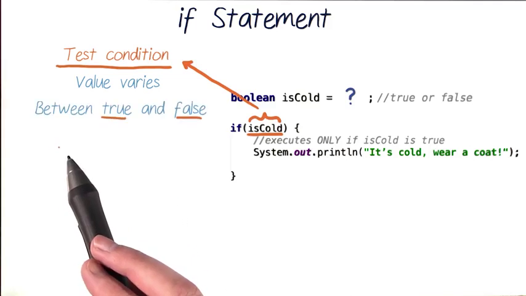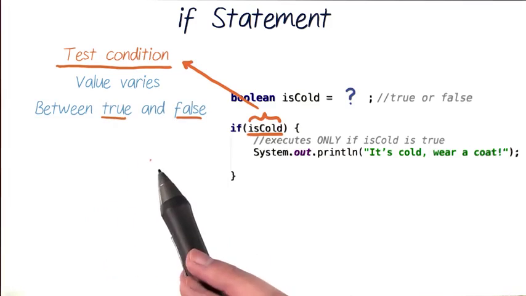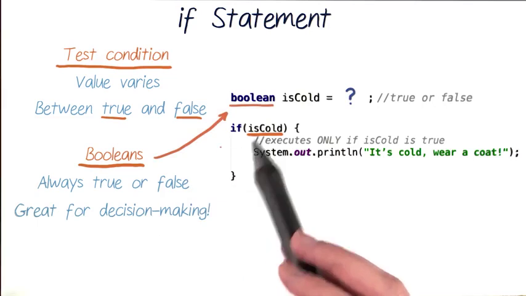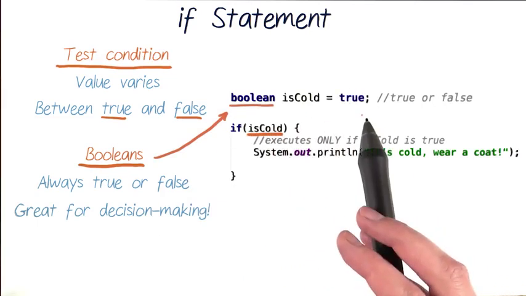And this test condition has to evaluate to either true or false. And what variable do we know that does that? Booleans. Booleans can only have the value true or false and are perfect for decision making. So let's say we have access to this Boolean isCold, but we don't know whether it will be true or false.